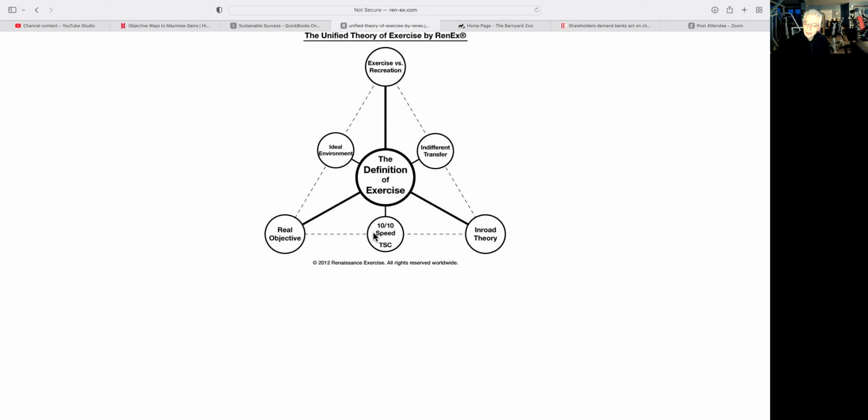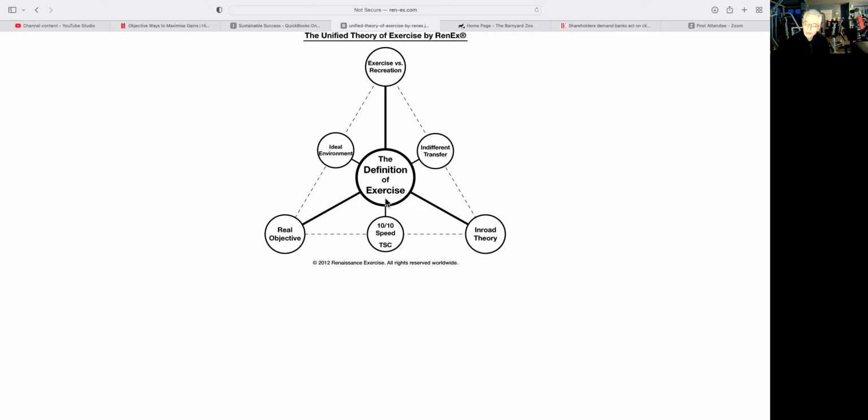The 10-10 speed is basically moving slowly, or even timed static contraction. The idea is to create continuous tension on the muscle in order to ensure that the inroad is done efficiently and that you're not allowing the muscles to recover in between.